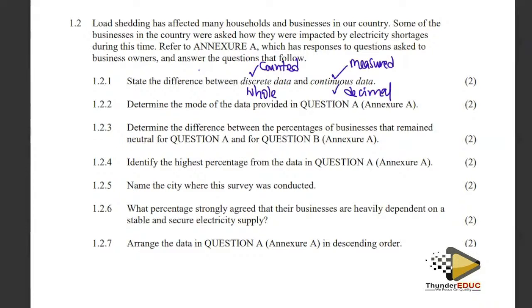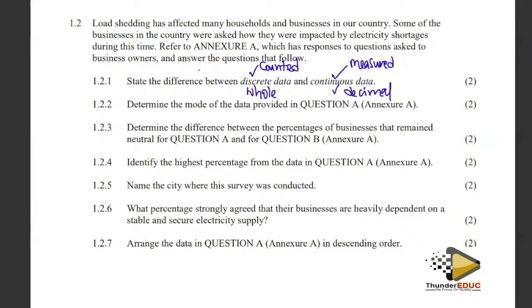For discrete data, we give examples of human beings, desks, chairs, things that are whole, that can't be cut into halves. They become discrete. Whereas continuous is measured. For example, you have time, distance, weight, height. You can measure that. Temperature. Whatever results you get, they are continuous. Why? They will have commas.